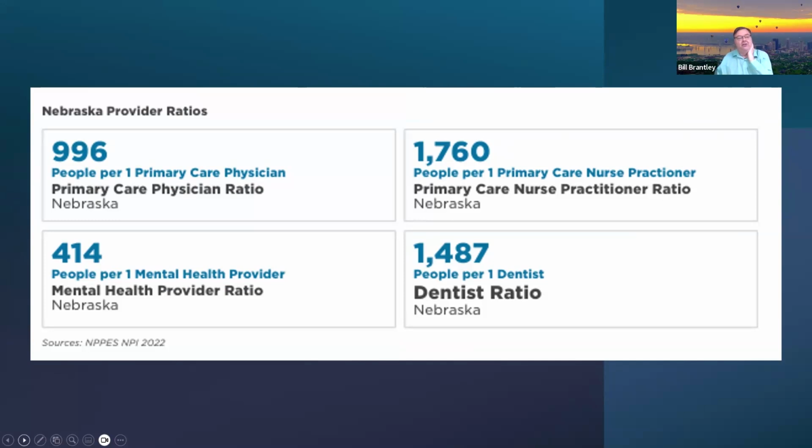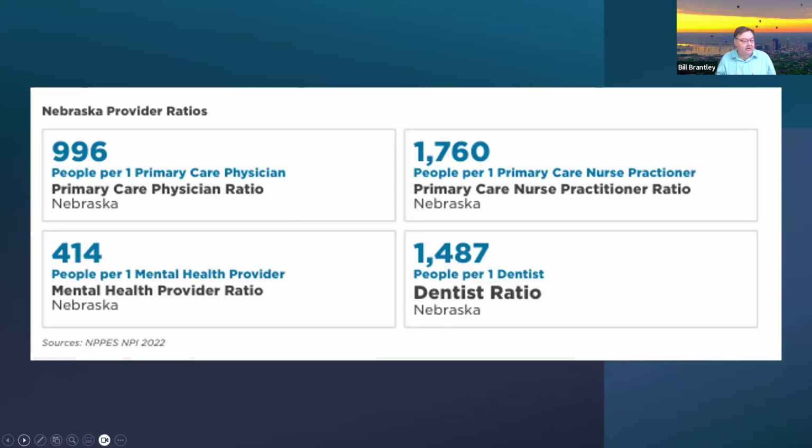So this is Nebraska provider ratios. And this is the idea of how many primary care physicians do you have per person, or how many people per one primary care physician, how many people per primary care nurse practitioner, mental health provider, dentist. So when I look at this, okay, this is interesting statistics. What are you trying to communicate with me? What are you trying to say to me?